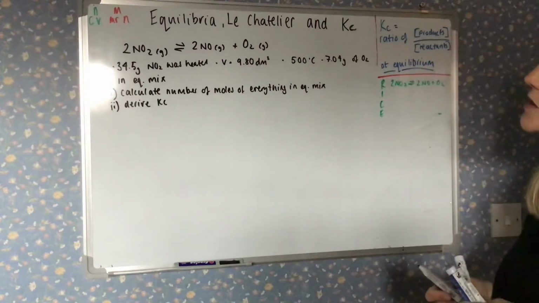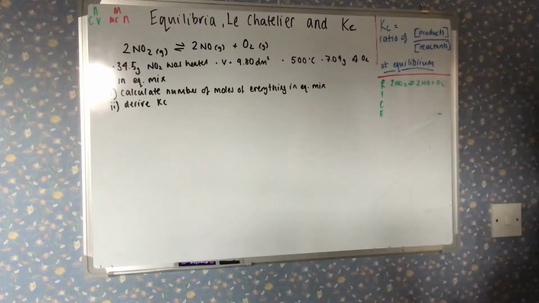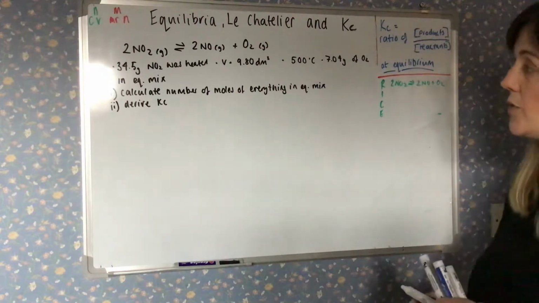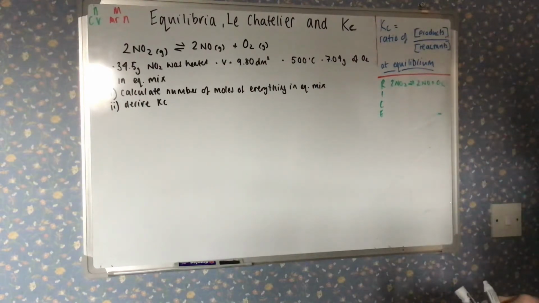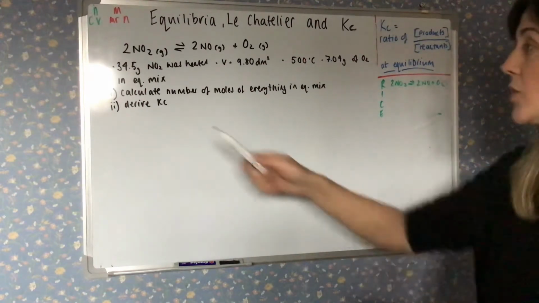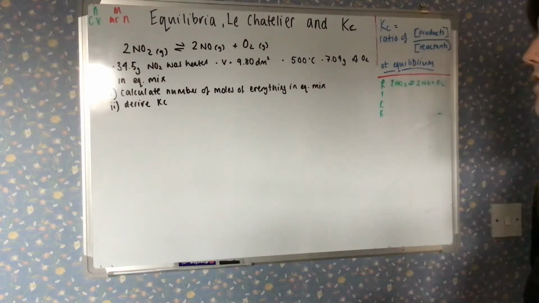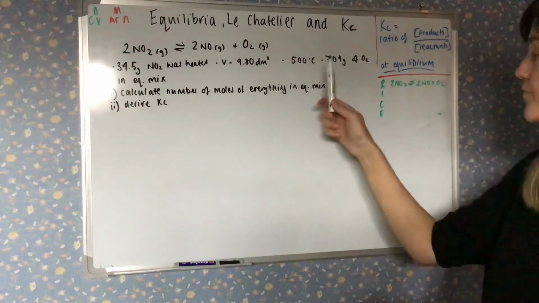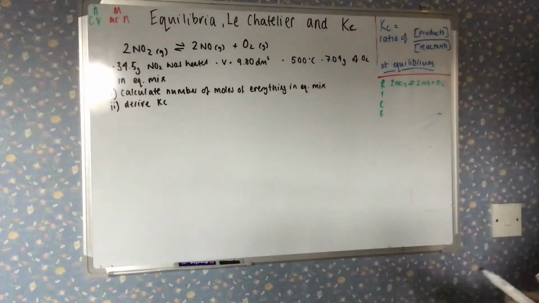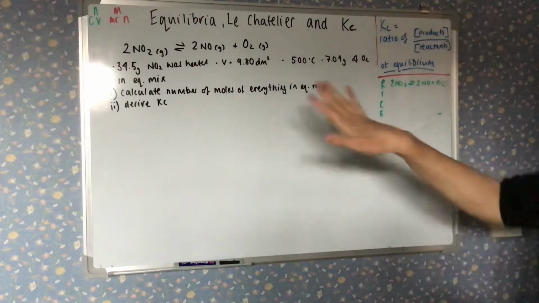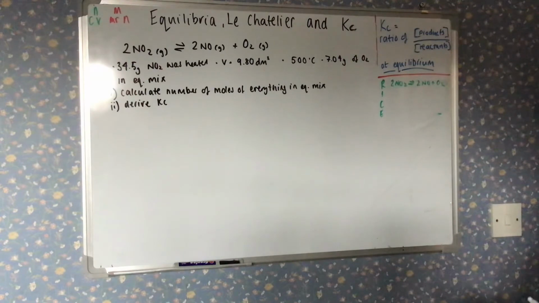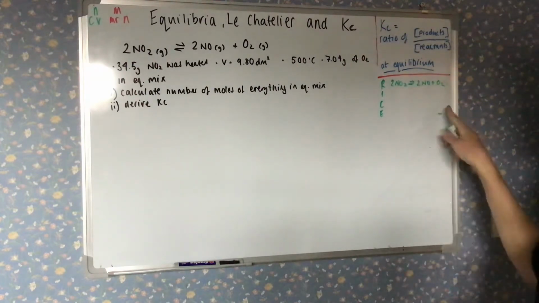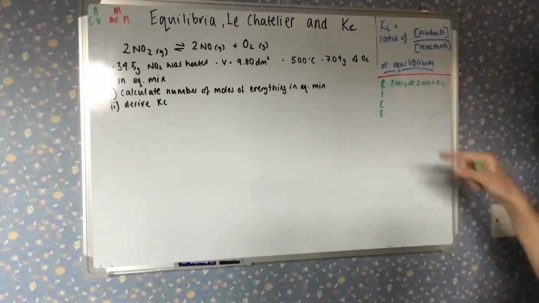We've got our reaction, 2NO2 going to 2NO and O2, and it's giving you the amounts of the reactants and products in grams. So we've got 34.5 grams of NO2 was heated. It's giving you a volume and temperature, and it says 7.04 grams of O2 was present in the equilibrium mix. So part 1, calculate the number of moles of everything in the equilibrium mix. Okay, so we can use our rice table.